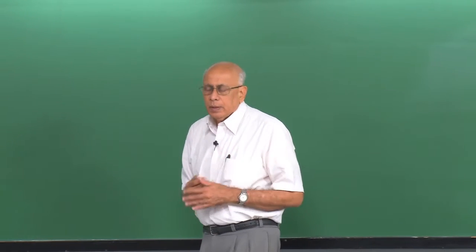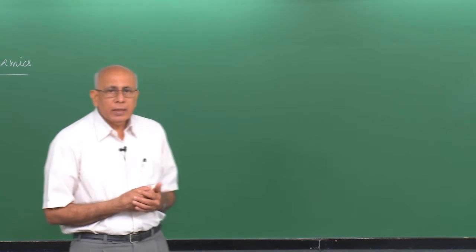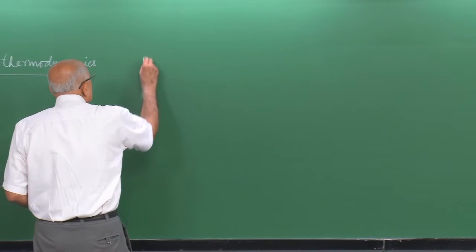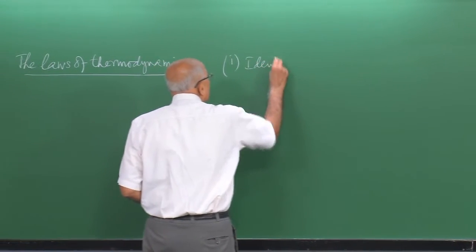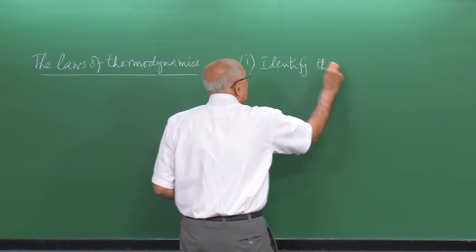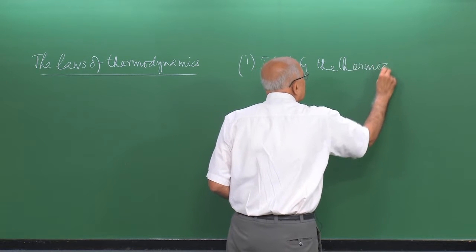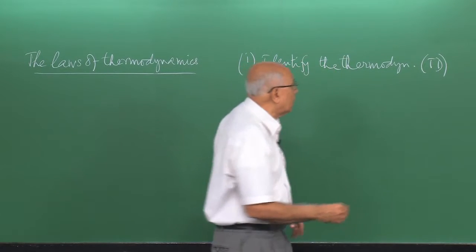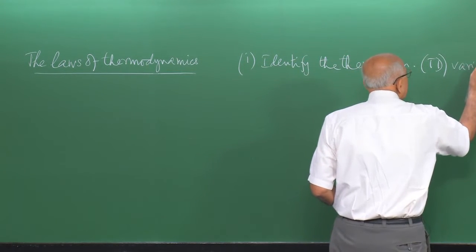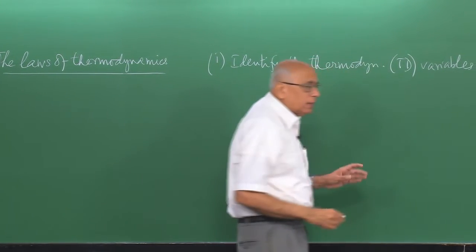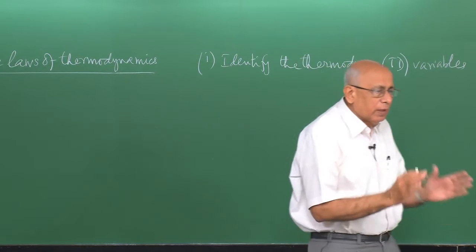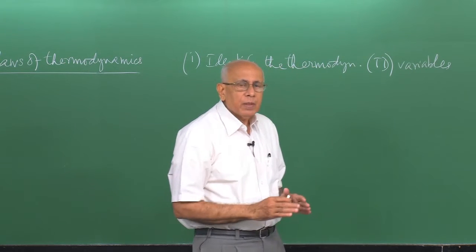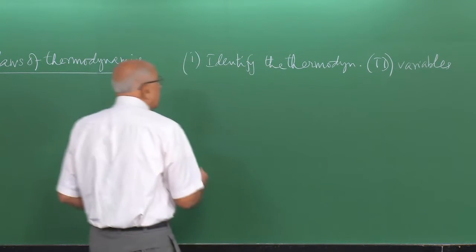The first step in doing the thermodynamics of a system is to identify all the variables, the thermodynamic variables. So let us start by writing step 1, identify the thermodynamic, I will use the abbreviation TD for thermodynamics every now and then, variables, both extensive and intensive variables. So we identify the set of variables, macroscopic variables, in terms of which the description of the system is possible and complete.